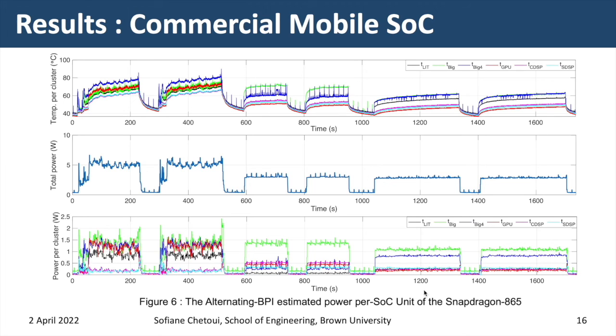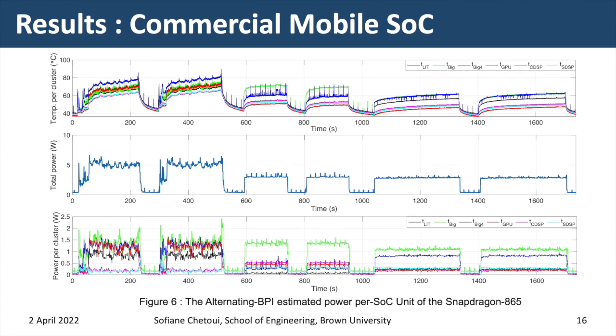So for instance, looking at the last two pulses in here, even though the temperature of the little cluster shown in black was relatively high, its power consumption was estimated to be much lower than the power consumption of the performance cores shown in green and in blue.